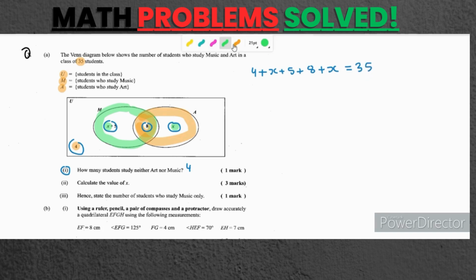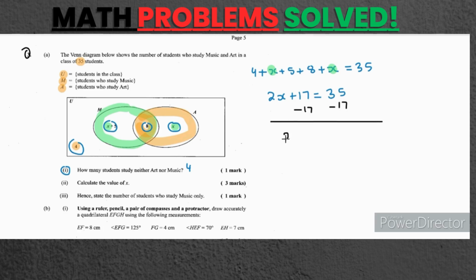So you will combine the similar terms, like the terms containing the same variables. So x plus x will be 2x, right? And 4 plus 5 is 9, 9 plus 8 is 17, equals 35. Then you will get rid of this 17 here, right? So you will subtract 17 on both sides.